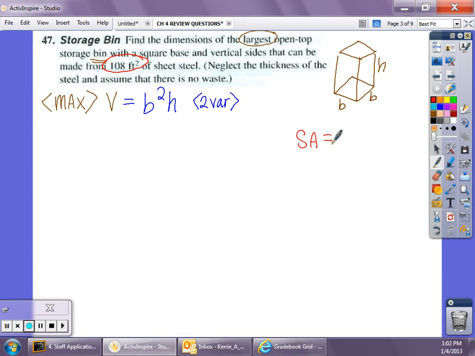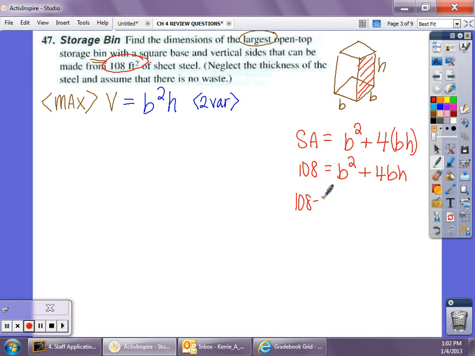The surface area, open top, means there's a base, which would be the area of the base, base squared, plus 4 sides that are all the same, base times height. So each of these sides, the area would be base times height. The surface area was 108. That gives me plus 4bh. The easiest variable to solve for is going to be the h, so I'm going to do 108 minus b squared, divided by 4b, is equal to h.